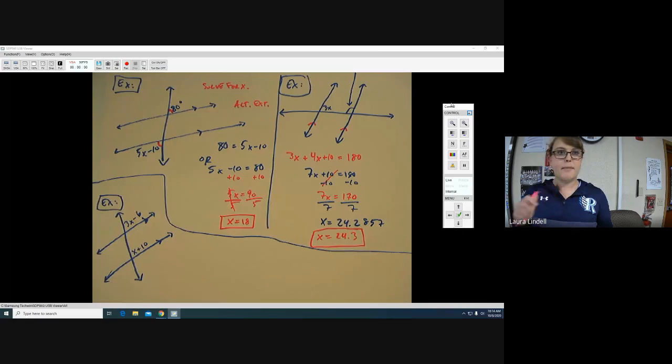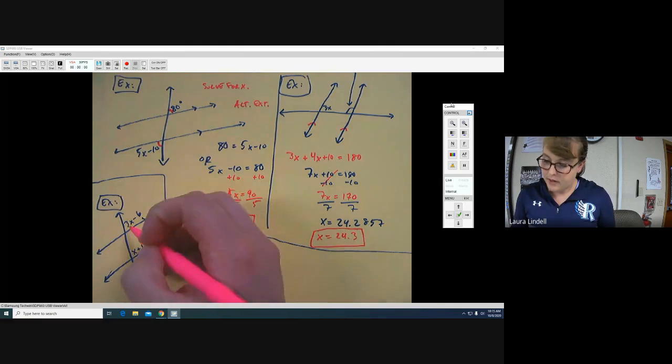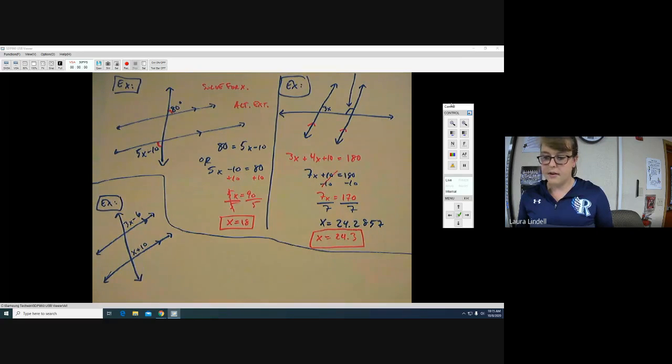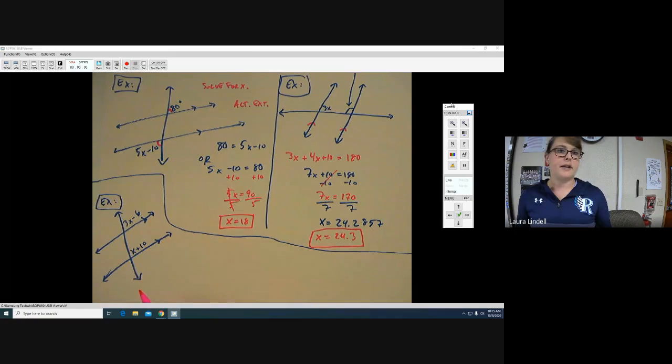So let's try and take a step back and decide what our angle relationship is here. So this angle and this angle, if these are our parallel lines, what do we think their angle relationship is? Are these angles both interior or both exterior? Well, this one's interior. Is this one interior? Yeah, no, these ones are not both interior.